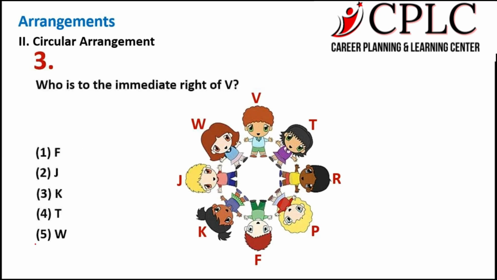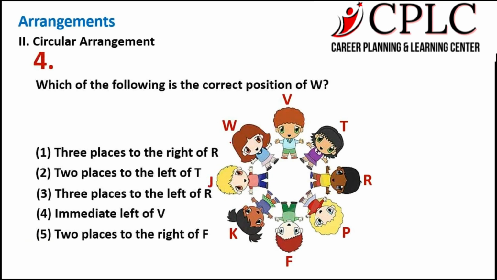Okay. Next question. Who's to the immediate right of V? So V is here. Immediate right will be anti-clockwise, which is W. Clearly, very easy. Next one, which of the following is the correct position of W?